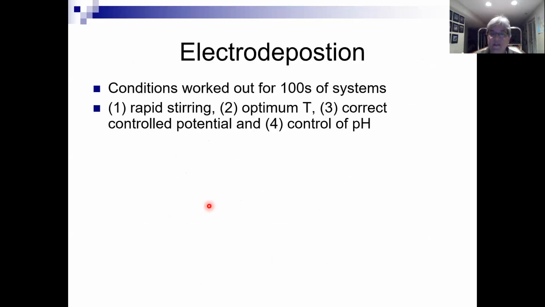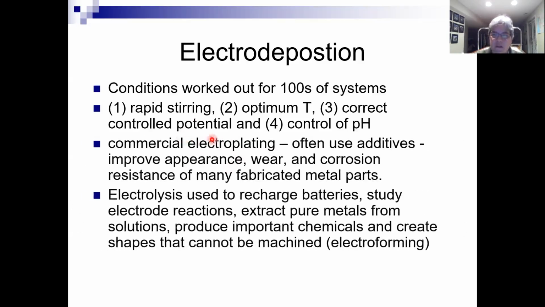Okay, so as I said, the conditions for lots and lots of different systems are in the literature. Almost always you're going to use this rapid stirring for convection. They'll tell you the best temperature, whether you need to do potential control and what potential you need and what kind of pH you need. There are also a lot of applications for electrodeposition that aren't analytical methods. We're not determining what is it, how much is there, but they use it to make things look nice or to fabricate different pieces of metal. They use it to recharge batteries. So lots of other uses practically for this method in real life.